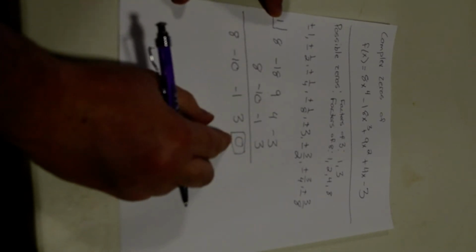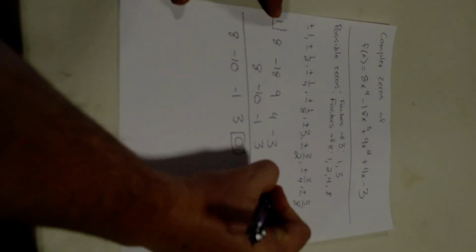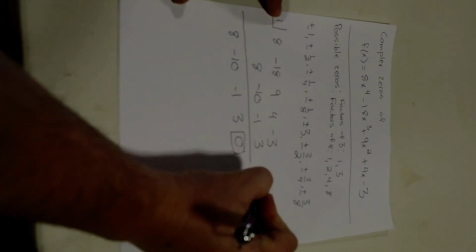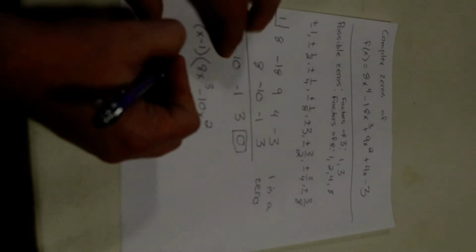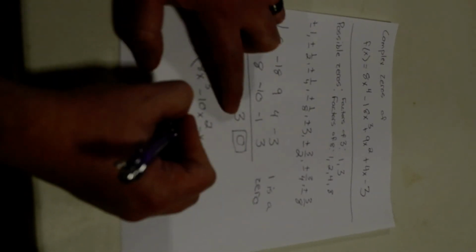Because we get this, we know the number 1 is a 0. Therefore, I know I can rewrite the function we had to start with. I could rewrite that as x minus 1 times, because of this 1, right here I have 8, so it'd be 8x to the third minus 10x squared minus x plus 3. So far I know what one of them are.